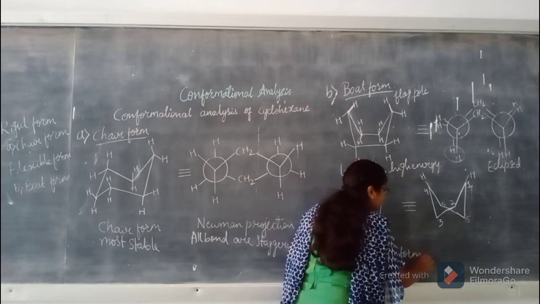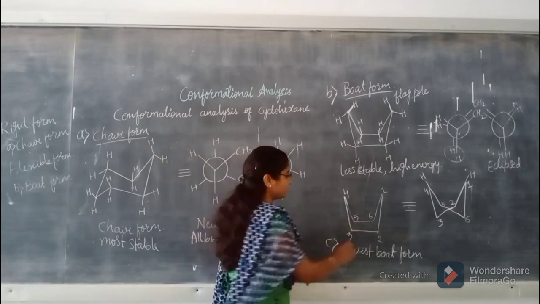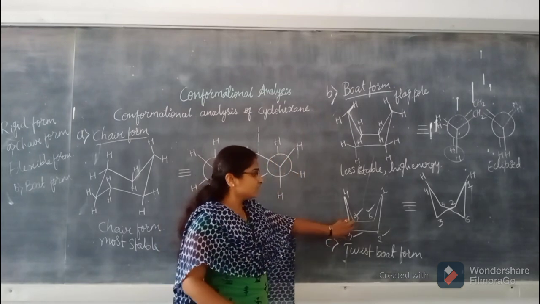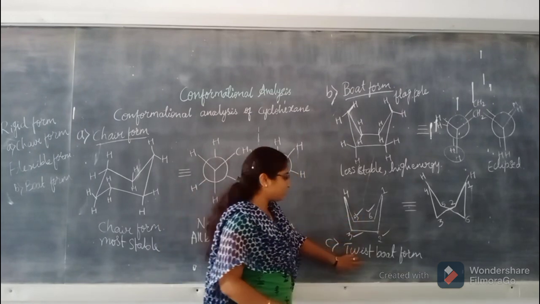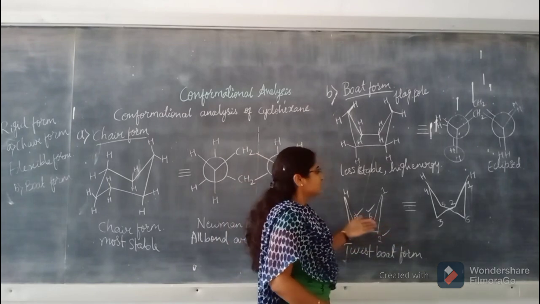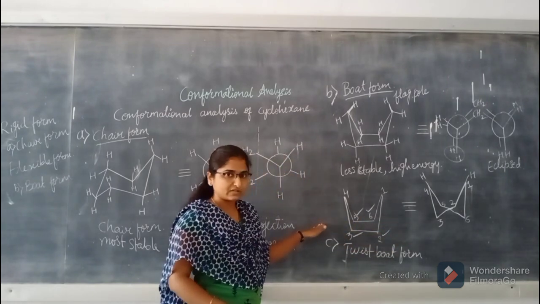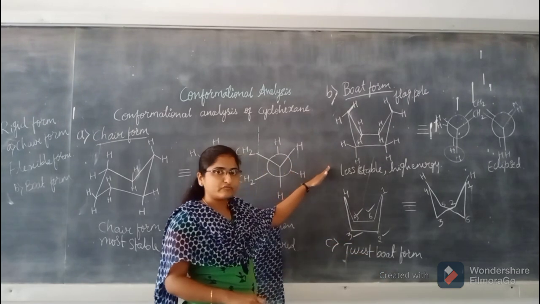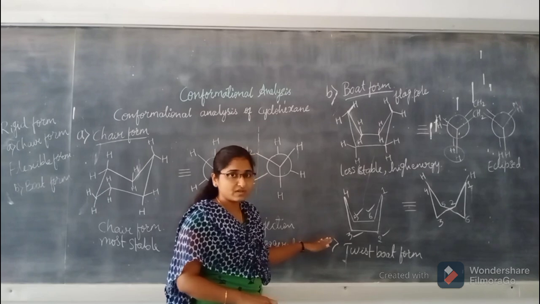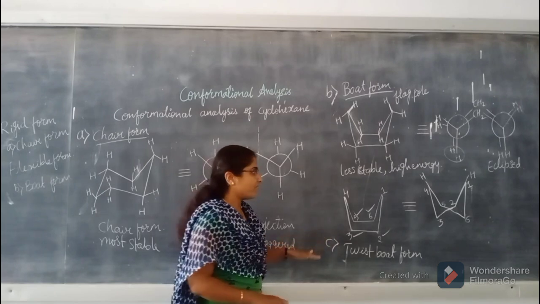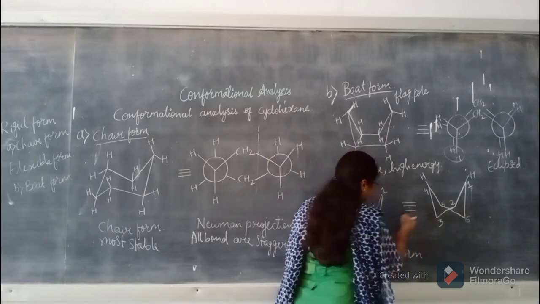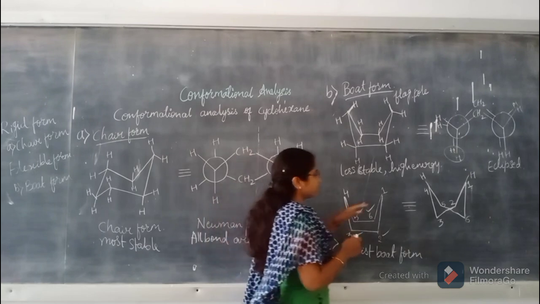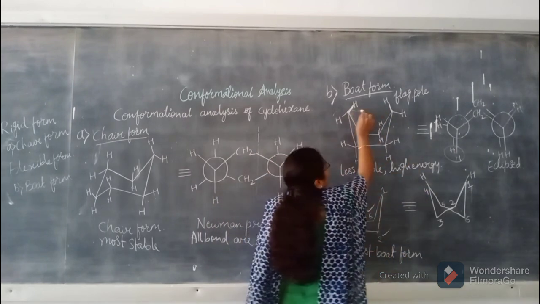Since we are twisting these four carbon atoms, the fifth, sixth, third and second, in order to get a stable form of cyclohexane, it is known as the twist boat form. Compared to the boat form, the twist boat form is more stable and has less energy. Why? Because when you twist the third, second, fifth and sixth carbon atoms, look at these two flagpole hydrogens.